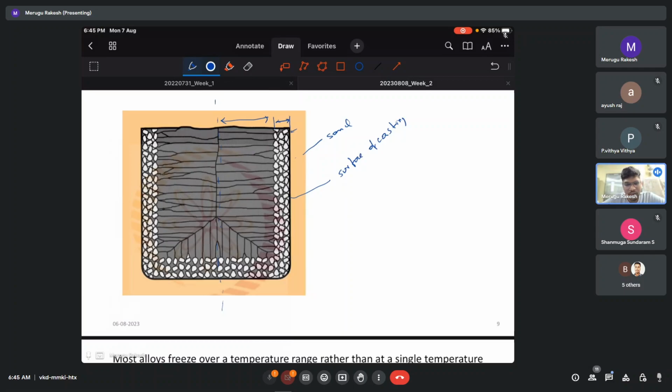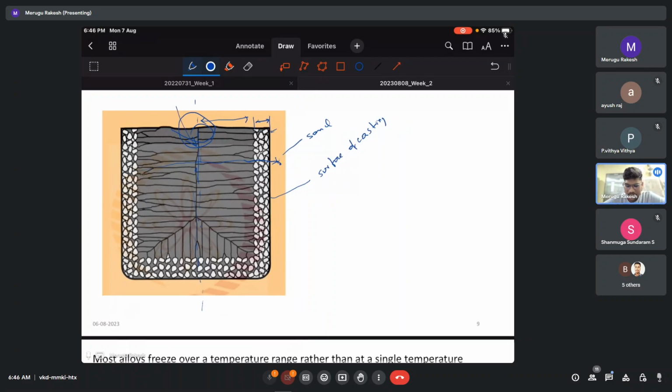Then it will form a dendritic structure, growing straight into the center, because we have a thermal gradient in such a way that at the center we have very high temperature, and at the mold we have room temperature. So it is going to cool in this direction. That's why the dendrites will grow in the opposite direction, and everything will meet at the center line, and this line is called the center line. Then we'll generally have a shrinkage here, that is called center line shrinkage as well. Here it is not shown. So this is how a cross section of a pure metal looks like.